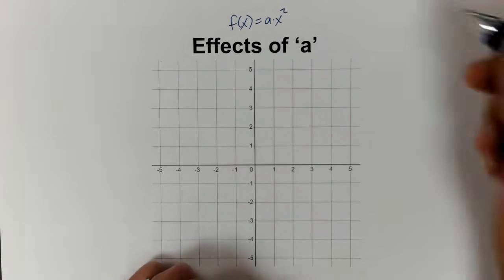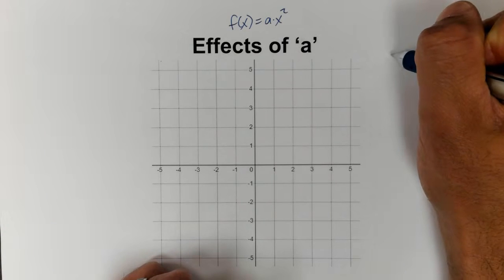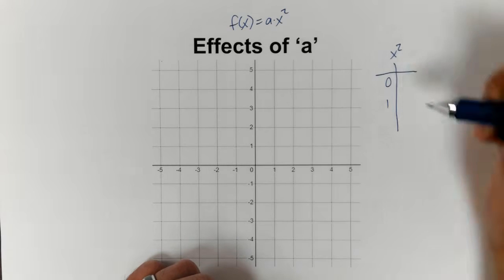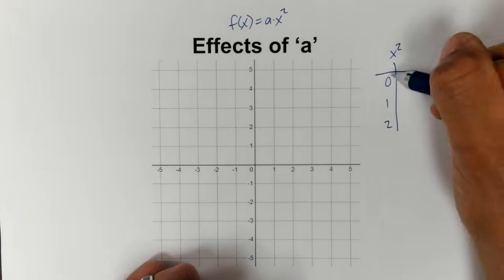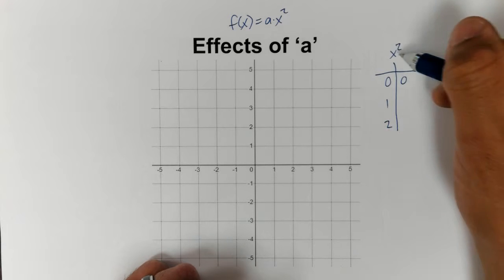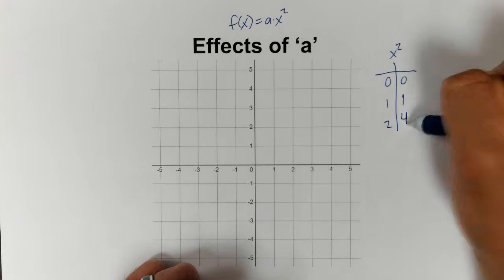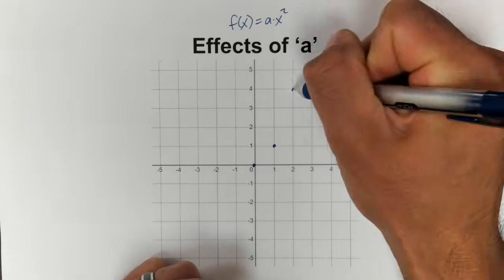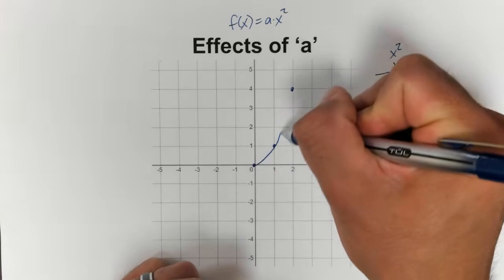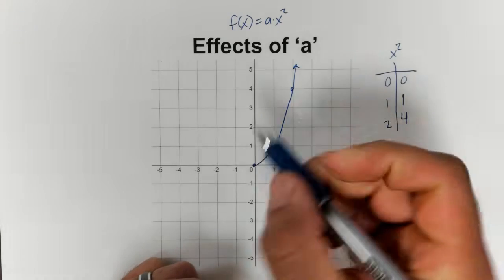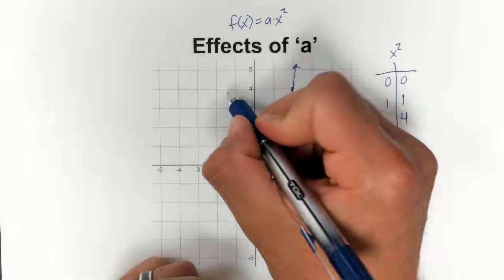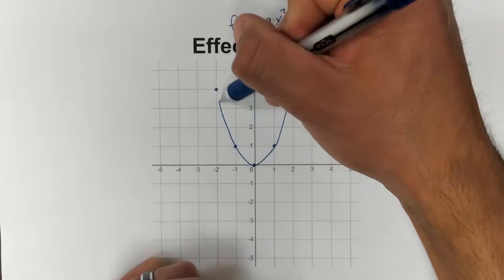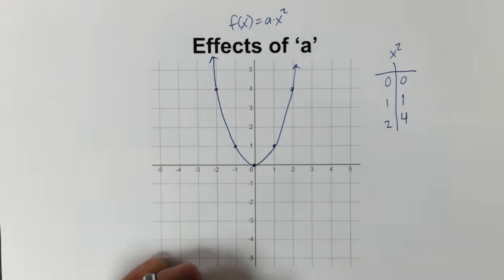Let's say we want to graph the parent function x squared. This is what it would look like. I'm going to plug in 0, 1, 2 as an example. When I square 0, I get 0. 1 squared is 1, and 2 squared is 4. So the points are (0, 0), (1, 1), and (2, 4). Now, the quadratic is a symmetrical function, so we can reflect this over the y-axis to get the other values. A quadratic looks like a U.